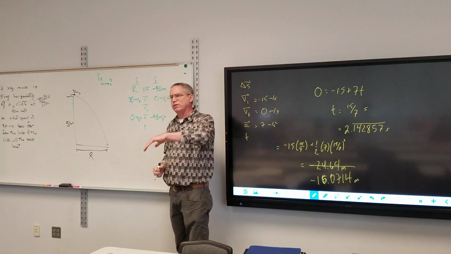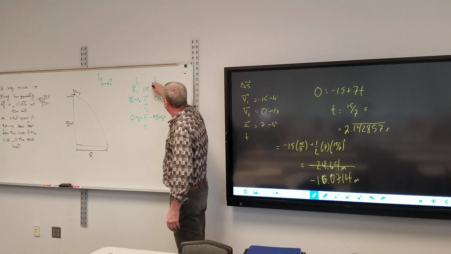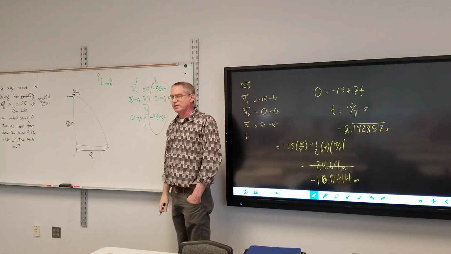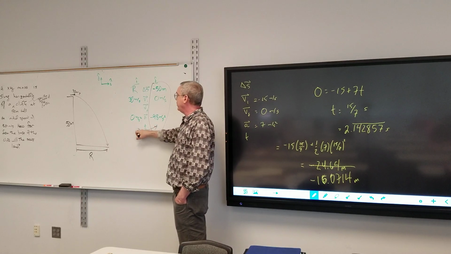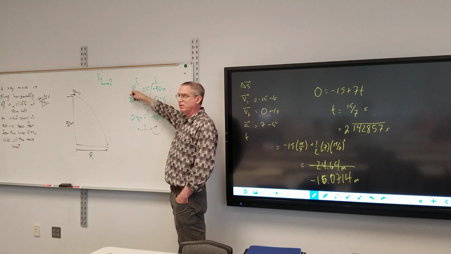The vertical is what basically determines the time. We're going to use this to figure out what the time is. And once we know the time, it's the same for both. And now that I know the time, I can figure out how far out from the cliff it goes.